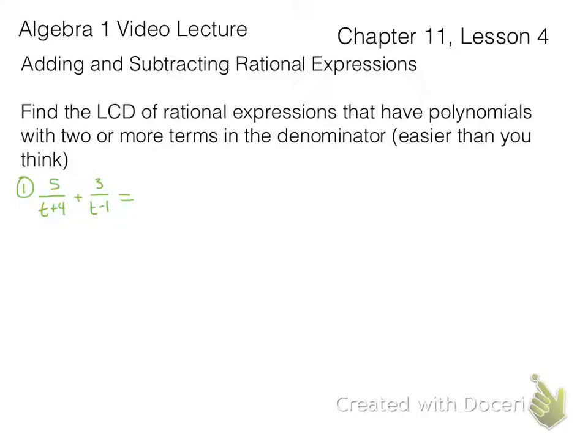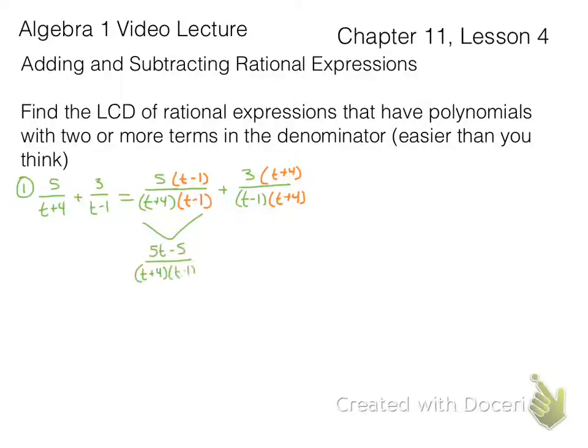So I'm going to make the first fraction 5 over t plus 4 look like t plus 4 times t minus 1. So I'm going to multiply everything times t minus 1. I'm going to do the same thing with the second fraction, but instead of multiplying by t minus 1, since it already has a t minus 1, I'm going to multiply by t plus 4. There we go. All right, I'm going to distribute my numerators and rewrite them with my common denominator.